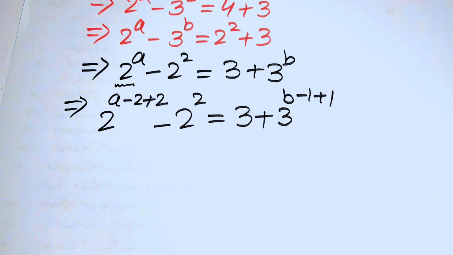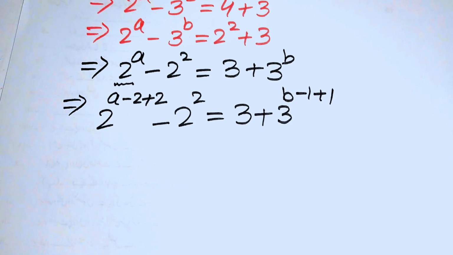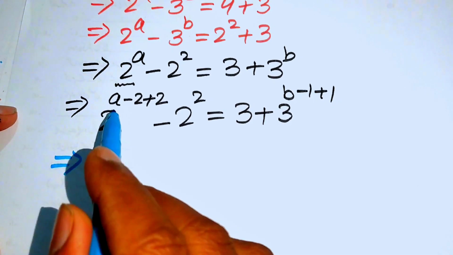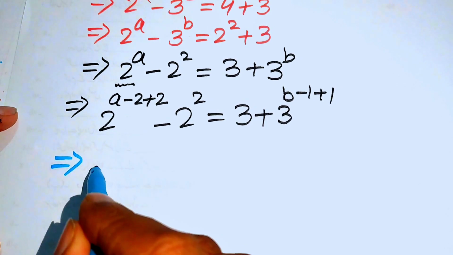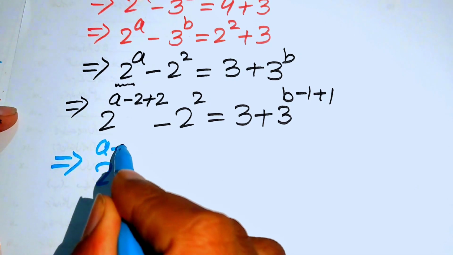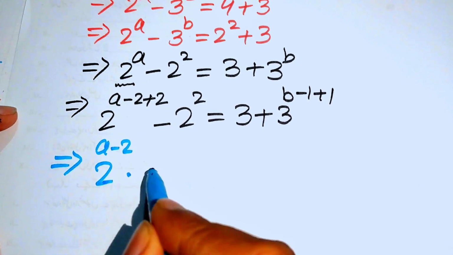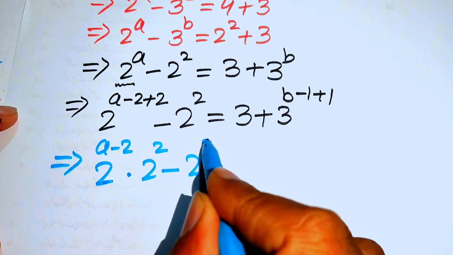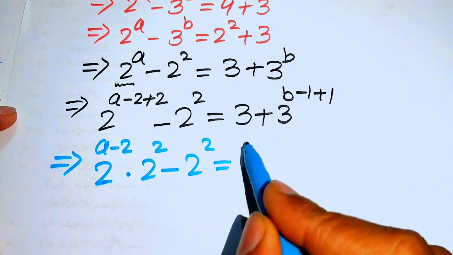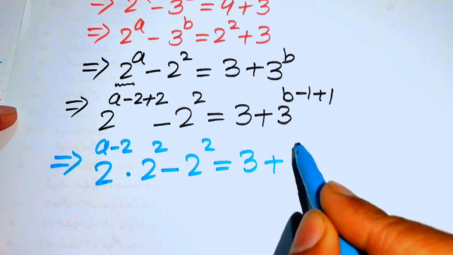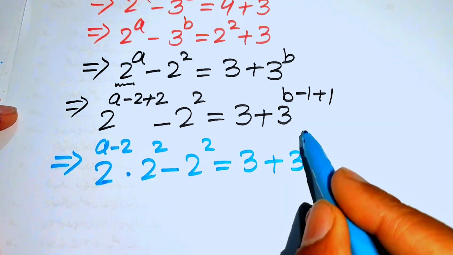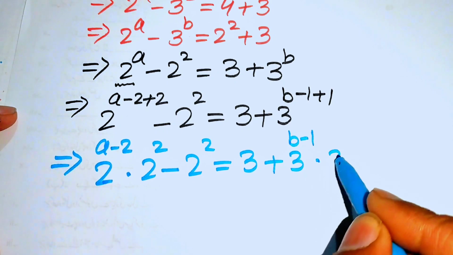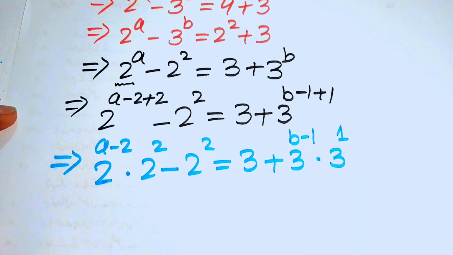In the next step we break the exponents of both sides. First we break the exponent of this term and we write it as 2 to the power of a minus 2 into 2 square minus 2 square equals, here we have 3 plus, and we again break the exponent of this and you get 3 to the power of b minus 1 into 3 to the power of 1.